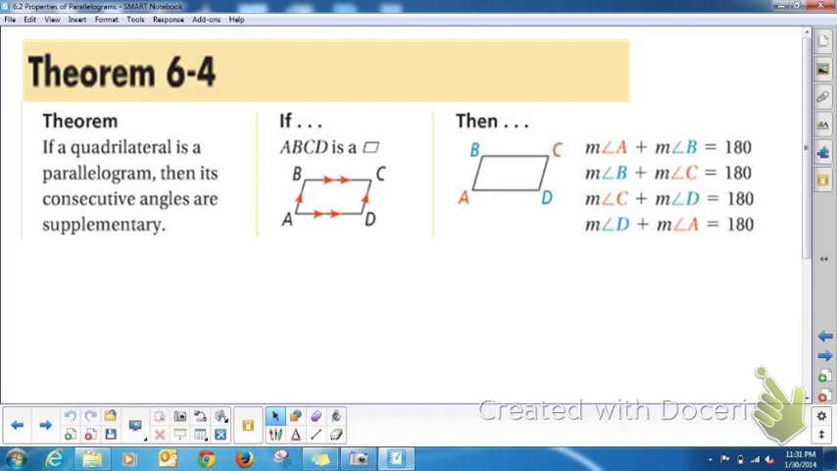Theorem 6.4 is in relation to consecutive angles. If a quadrilateral is a parallelogram, then its consecutive angles are supplementary. The angles that come one right after another. We can prove this theorem easily because parallel lines cut by a transversal, we know that the same side interior angles, angle A and angle B, are supplementary. So you could prove this is true about all four pairs of consecutive angles. The ones that come right after each other have a sum of 180.